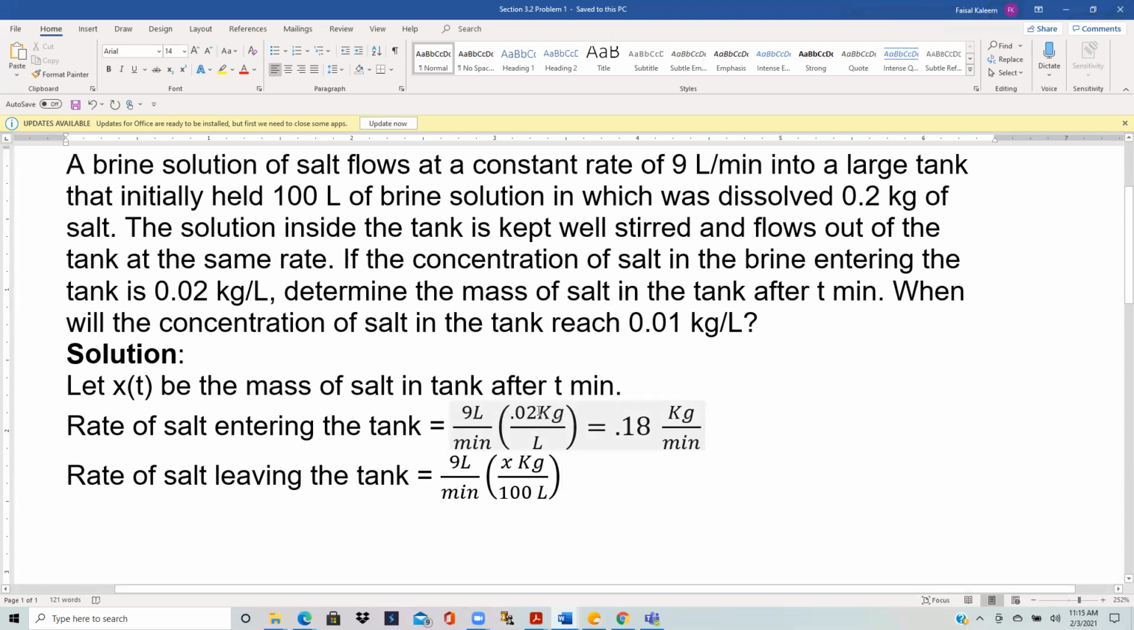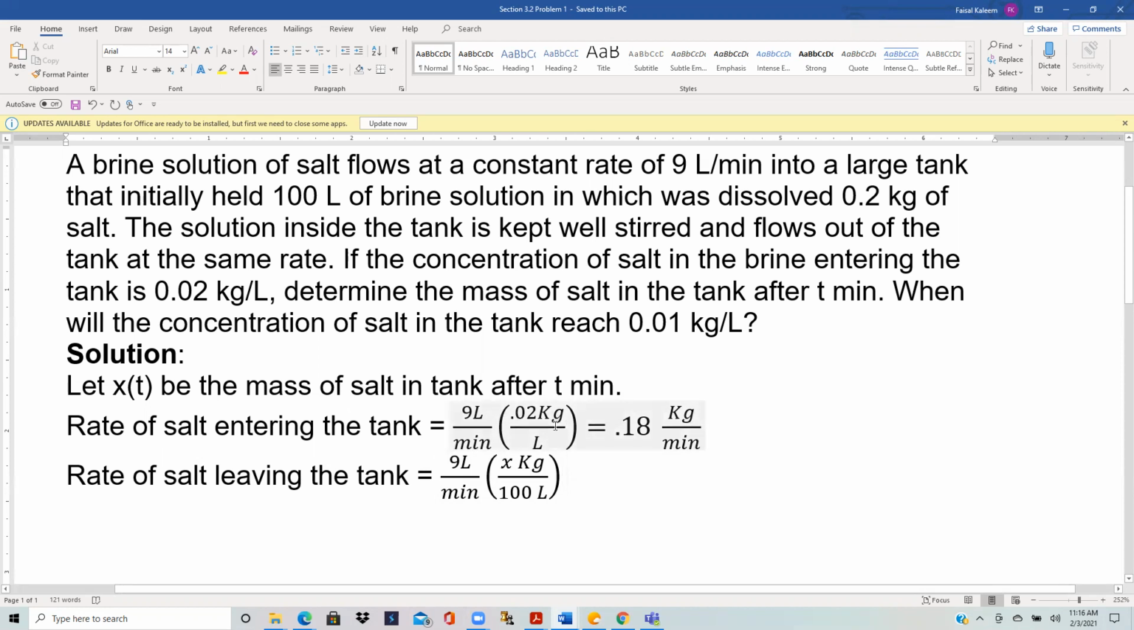Remember, these two are the entering quantities, so you can't multiply an entering quantity by a leaving quantity. 9 liters per minute was the inflow rate, and the entering solution contains 0.02 kilogram per liter of salt. So the liters cancel out, and 9 times 0.02 is 0.18, and you are left with kilograms per minute. By multiplying these two quantities, we get the amount of salt per minute, which we call the rate of salt entering the tank.